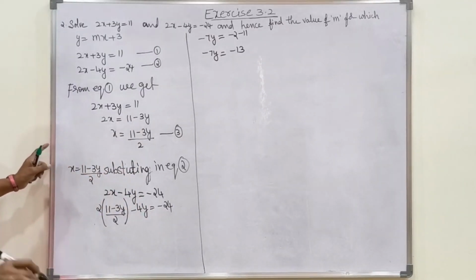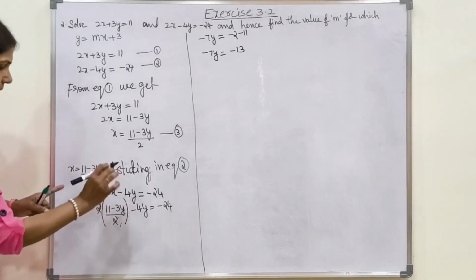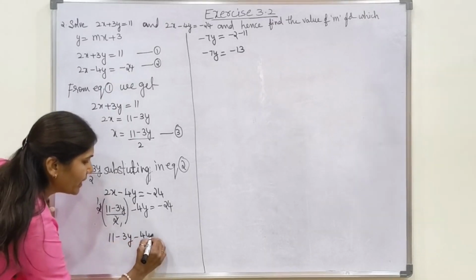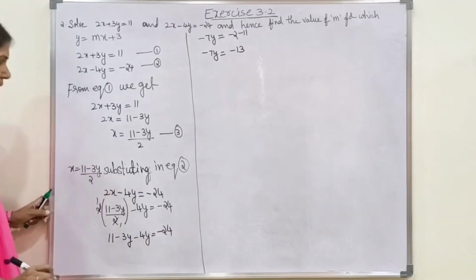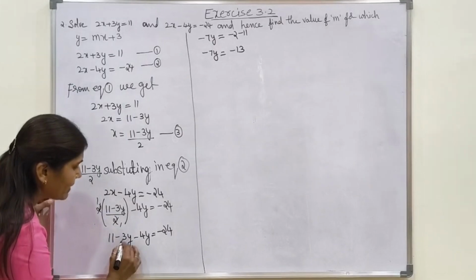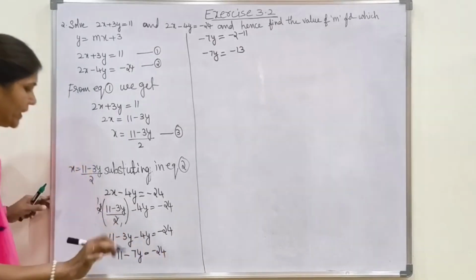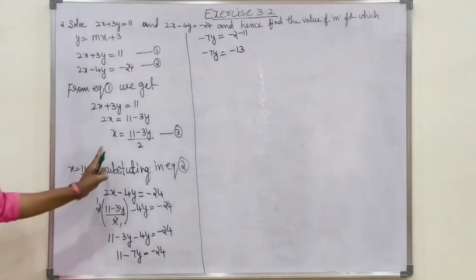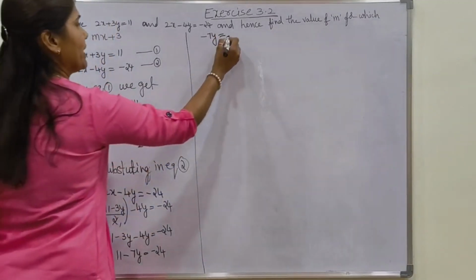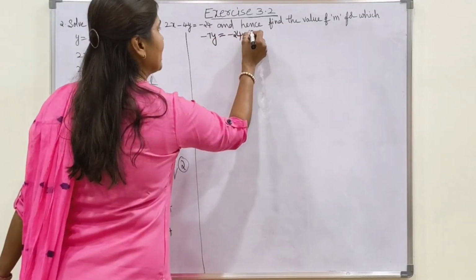Can anything cancel? Yes, 2 ones are 2, 2 ones are 2, so they cancel. What remains is 11 − 3y − 4y = −24. Now −3y − 4y simplifies to −7y, so 11 − 7y = −24. Now we send the 11 to the other side: −7y = −24 − 11.